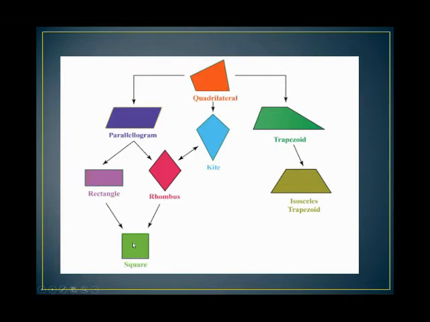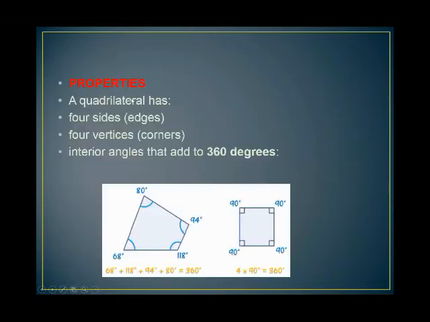Okay. So here are the properties of a quadrilateral. A quadrilateral has four sides, as we have discussed, and four vertices, or we can say four corners. As you can see below, we have shown you the diagrams of two quadrilaterals. So you can count the corners of a quadrilateral and all of them have four vertices or four corners. And the interior angles add up to 360 degrees.